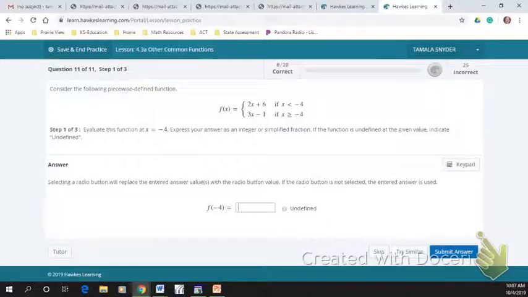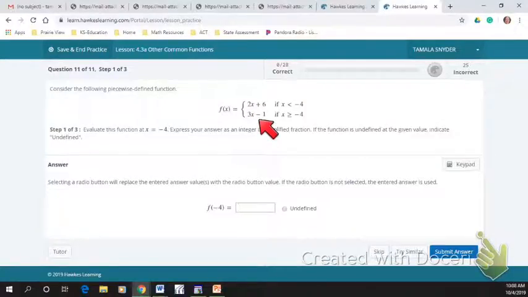Step 1 is simply to find f of negative 4. They've got a lot of wordy stuff right here, but if you just look down here, they're wanting you to figure out what's f of negative 4. Go to function f and plug a negative 4 in. Well, which one do you plug it into?